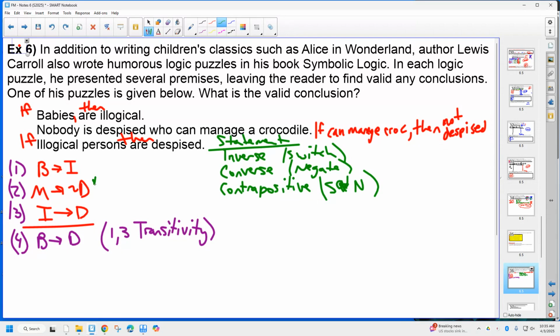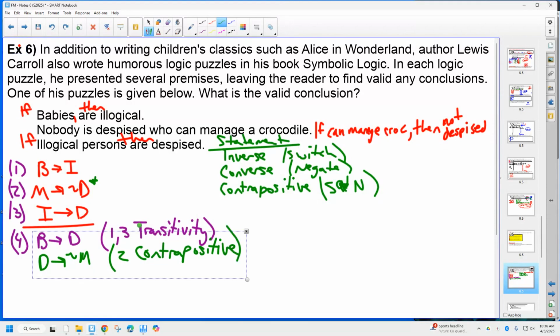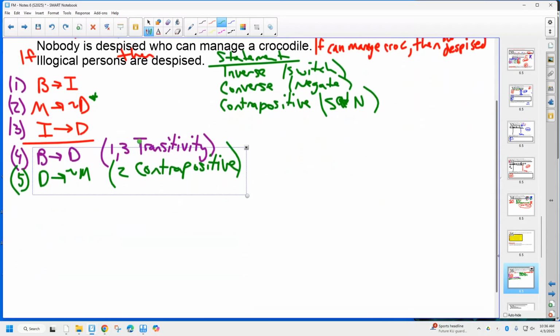So if I take statement 2, I can switch it and negate it, and it would say the same thing. If I switch this and negate it, it would be D implies not M. That's statement 2 using the contrapositive. So there's another layer of difficulty on these problems because we can use what we did from before. This is statement 5. And we're just kind of playing around here with this stuff. And that was definitely the hardest part.